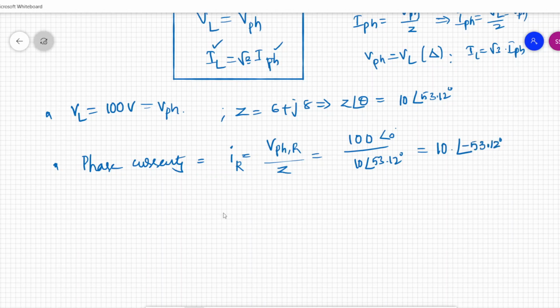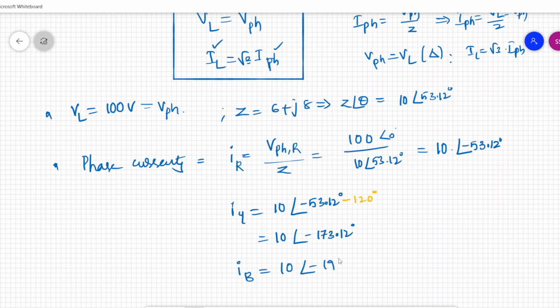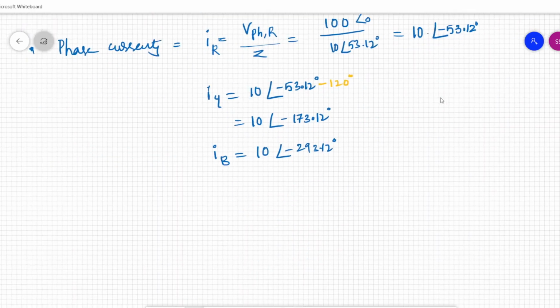Okay, so you can also find iy, which is equal to 10 at an angle of minus 53.12 degrees with minus 120 degrees phase shift, which is equal to 10 at an angle of minus 173.12 degrees. The process will be the same for ib also. That will be 10 at an angle of minus 293.12 degrees. Okay, these all are phase currents.